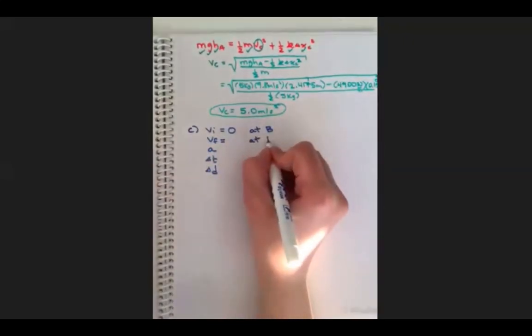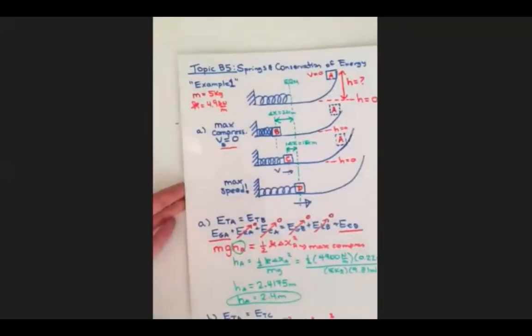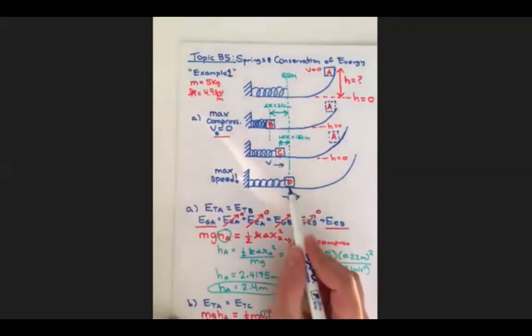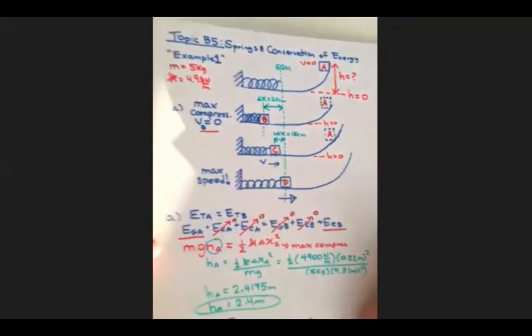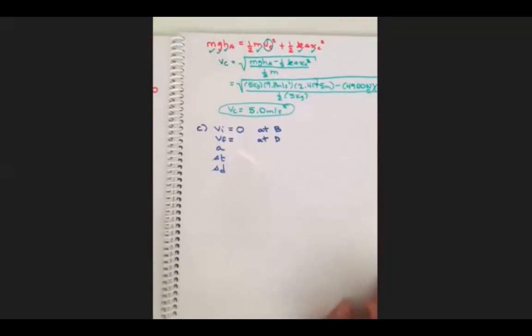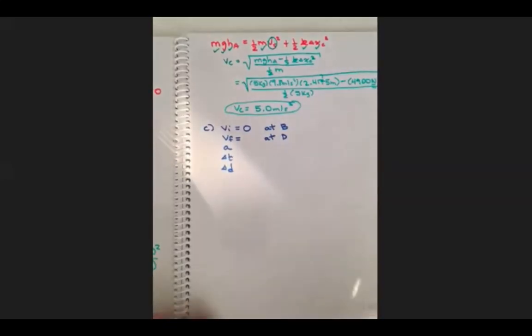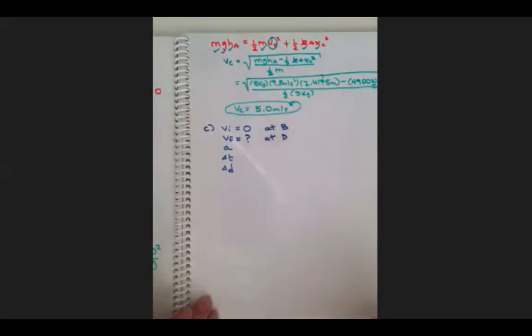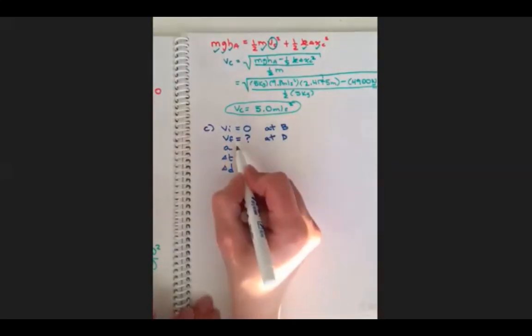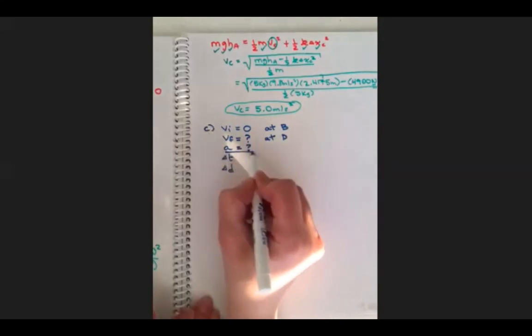at point D. So I have a little diagram for realizing where the maximum speed would be. It would be when the object is at equilibrium, because there wouldn't be any elastic potential there, because there's no compression compared to equilibrium, and there's no gravitational potential because of the reference level I chose. So I don't actually know my speed at D, but let's see if we know enough from the others that we could solve. Do we know acceleration? This is actually the key thing that we're solving for.